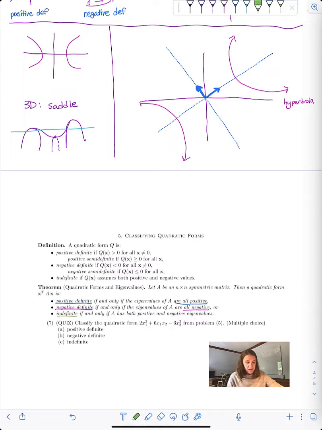And so finally, the quiz question for today is to go back up to this quadratic form and take a look at its eigenvalues. If they're all positive, then it's positive definite. If they're all negative, then it's negative definite. And if not, then they are indefinite. And we will stop there.